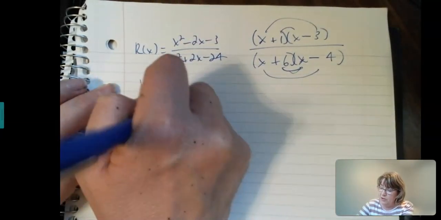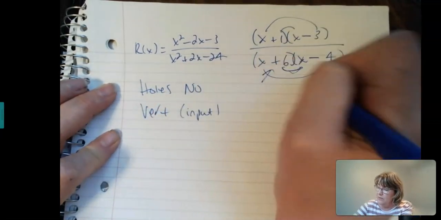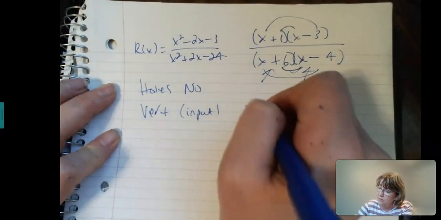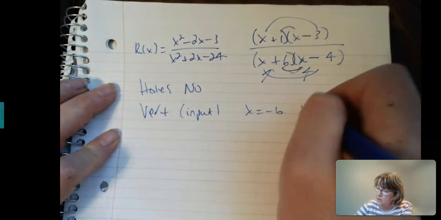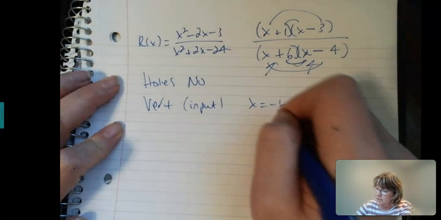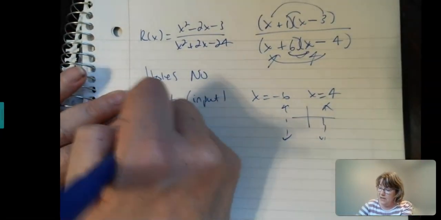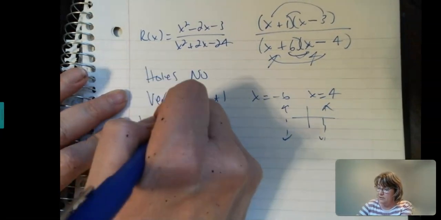Okay, vertical asymptotes. This is dealing with input. So whatever causes 0 down here, x equals -6 causes 0, x equals +4 causes 0. So I know I'm going to have an asymptote at -6 and +4, right? And those are brick walls, cannot cross.